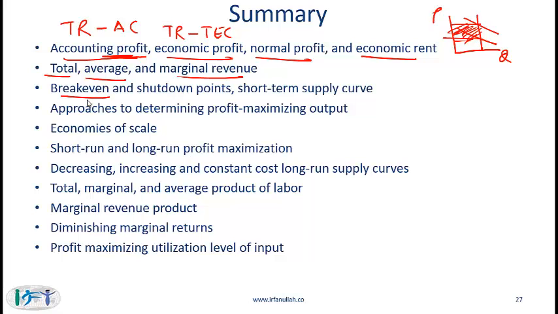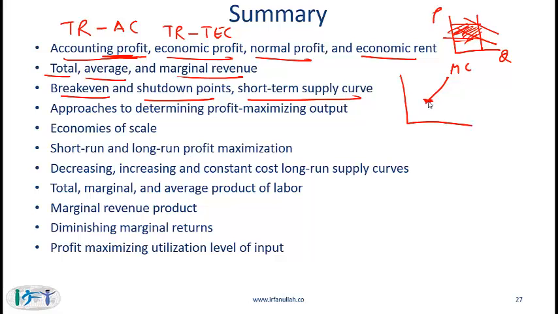Shutdown point is the point at which a firm will shut down. In other words, if the price that a firm gets is less than the average variable cost, then a firm will shut down. The short-term supply curve is that part of the marginal cost curve that is above the average variable cost.